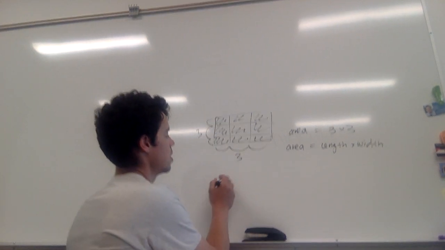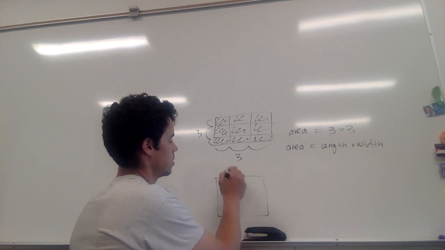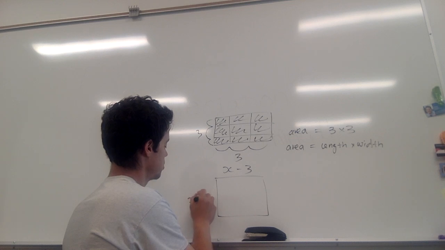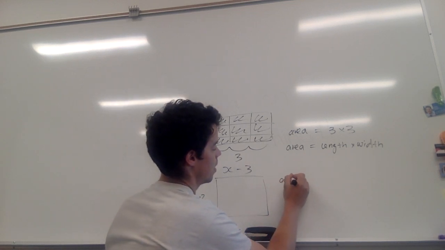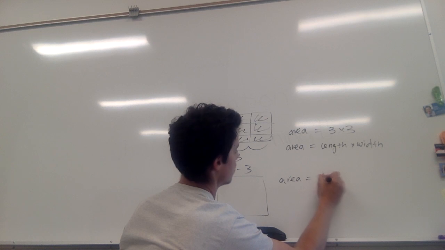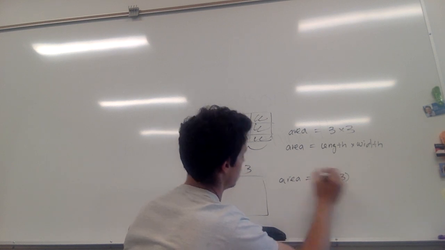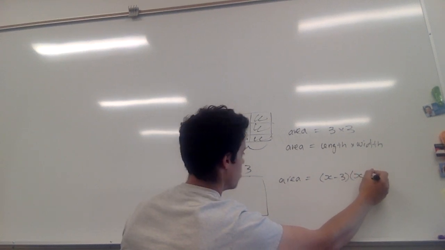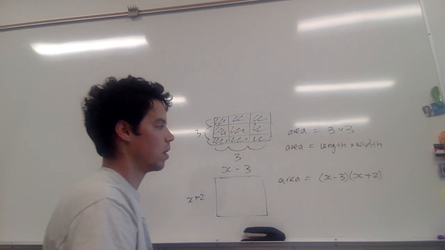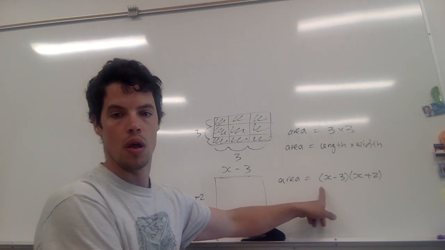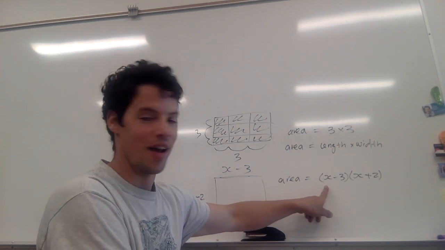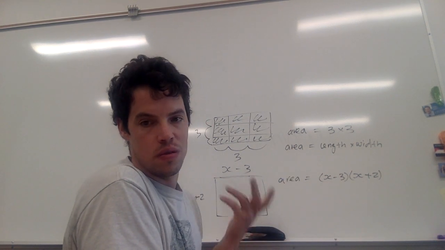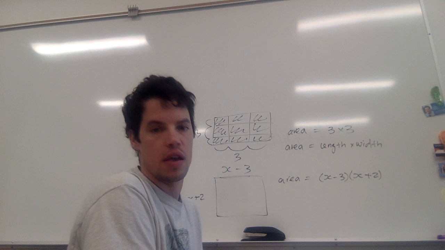So if we presented you with a square that says x minus 3 times x plus 2, the area is x minus 3, which is the length, times x plus 2. Okay? So there you go. I can't ignore this classroom going on in the background, but there you go. And then you FOIL that out, and you'd find the area of that square.